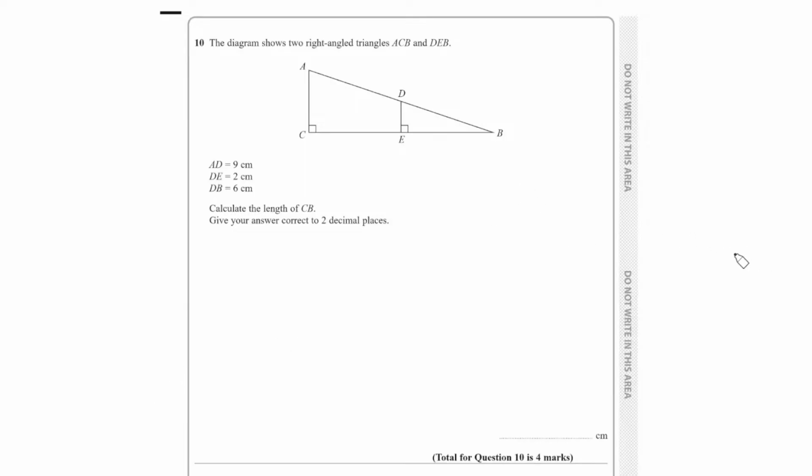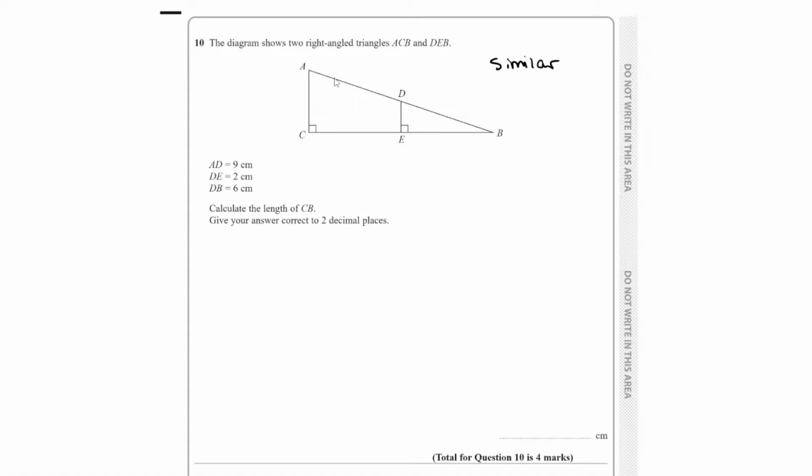Question 10, the diagram shows 2 right-angled triangles, ACB and DEB. They've given us some of the measurements, and they say calculate the length of CB, so the whole of the base. Now, because they haven't mentioned it, have they? But because these triangles overlap, it means that they're similar, aren't they? They both come from point B and they're kind of stretched outwards, obviously at a different scale factor.